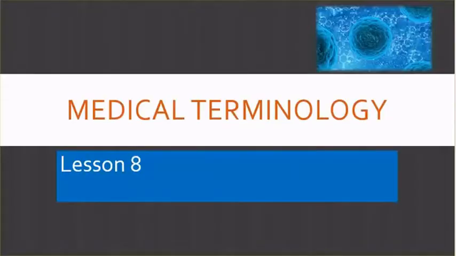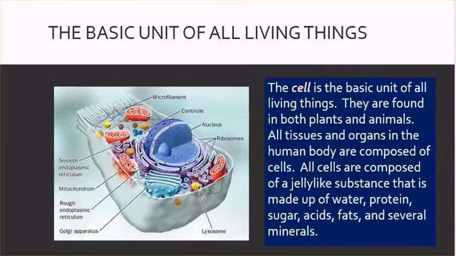Medical terminology, Lesson 8. The basic unit of all living things. The cell is the basic unit of all living things. They are found in both plants and animals. All tissues and organs in the human body are composed of cells.